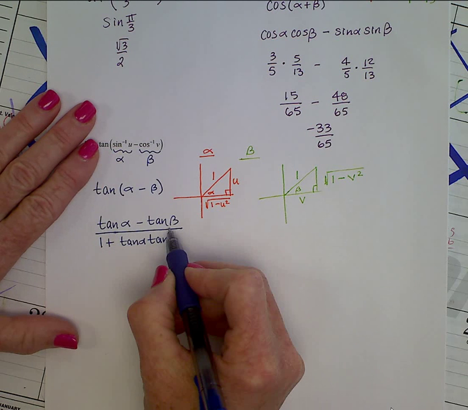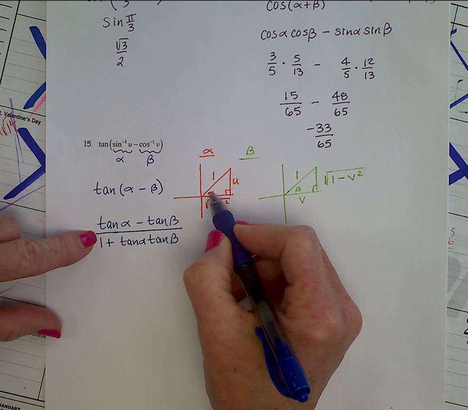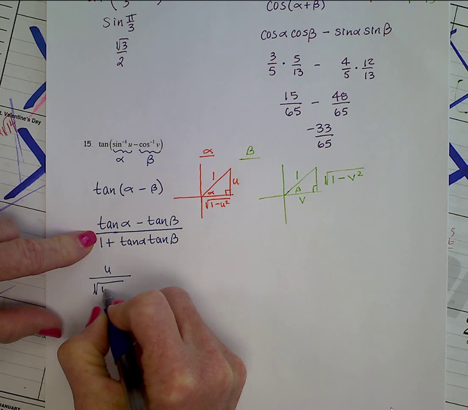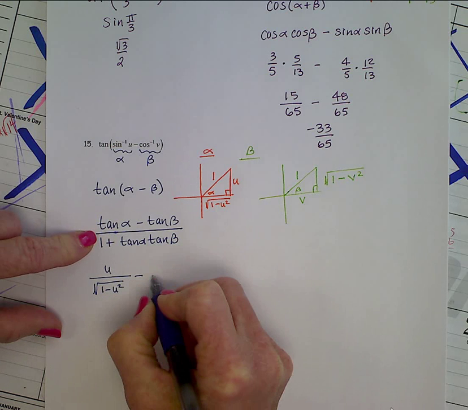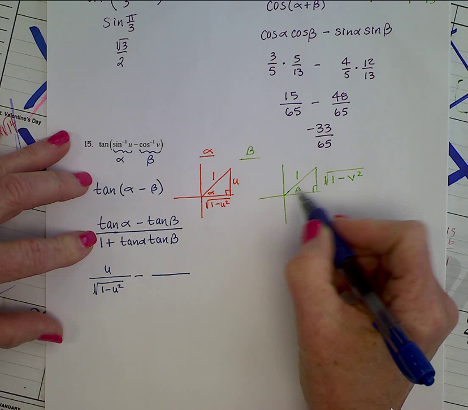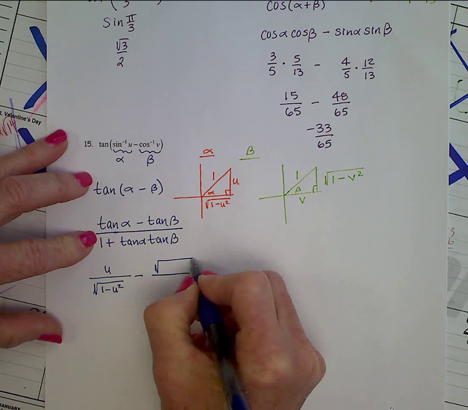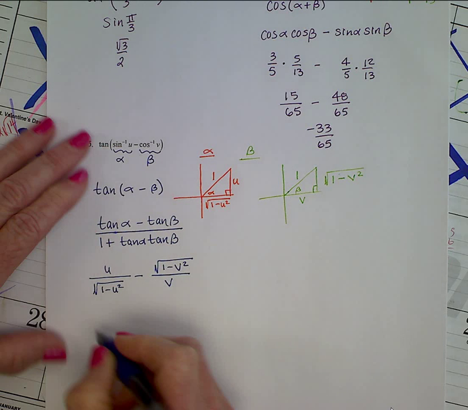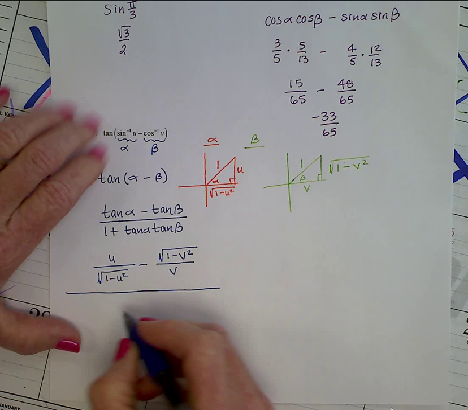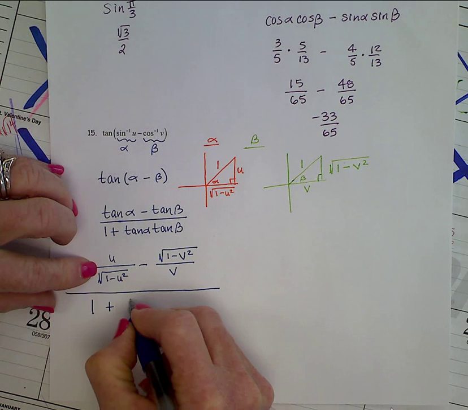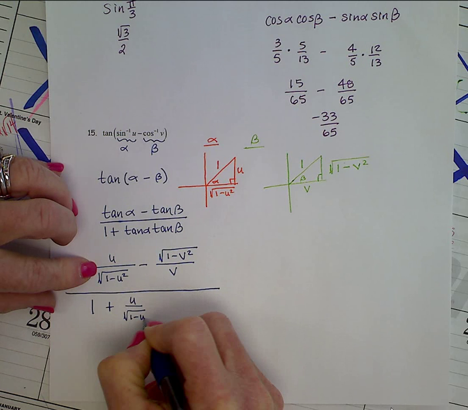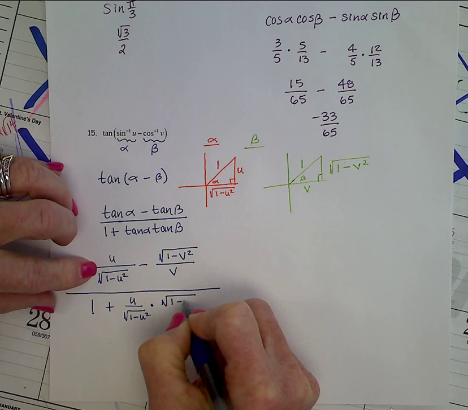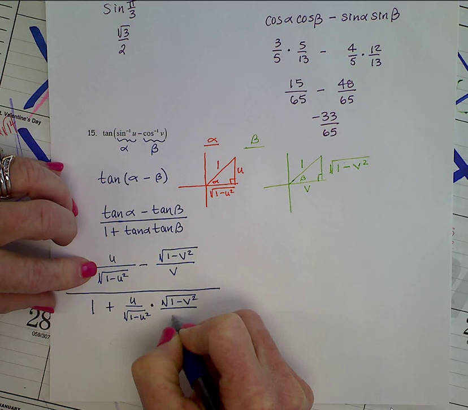Tangent alpha minus tangent beta. So tangent of alpha, that's opposite over adjacent, so U over the square root of 1 minus U squared, minus tangent beta, opposite over adjacent, the square root of 1 minus V squared all over V, all over the denominator 1 plus tangent alpha, U over square root of 1 minus U squared, times tangent beta, square root of 1 minus V squared all over V.